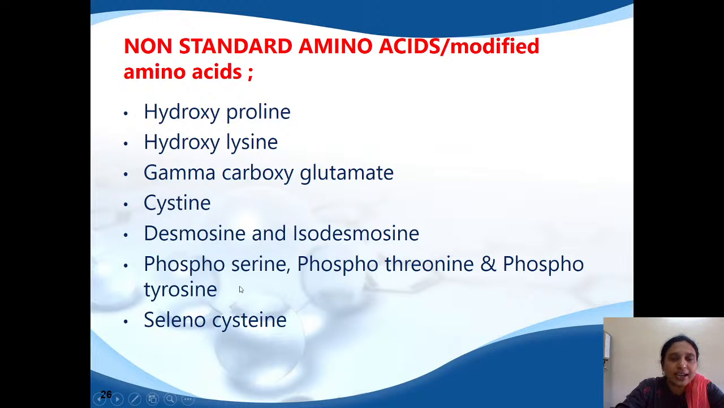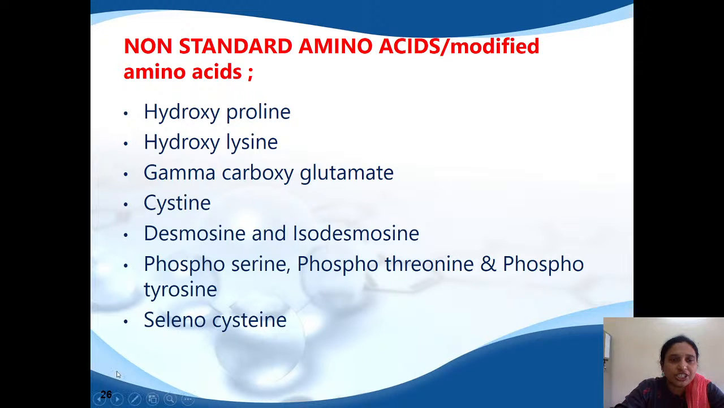Next one, phosphoserine, phosphothreonine and phosphotyrosine. Already you know that serine, threonine and tyrosine are hydroxyl group containing amino acids. So their hydroxyl group is phosphorylated, phosphorylation meaning addition of phosphoric acid, to form phosphoserine. The hydroxyl group of threonine is phosphorylated to phosphothreonine, and likewise phosphotyrosine, and all these are regulatory proteins. Regulatory means they may regulate the metabolic and other pathways.